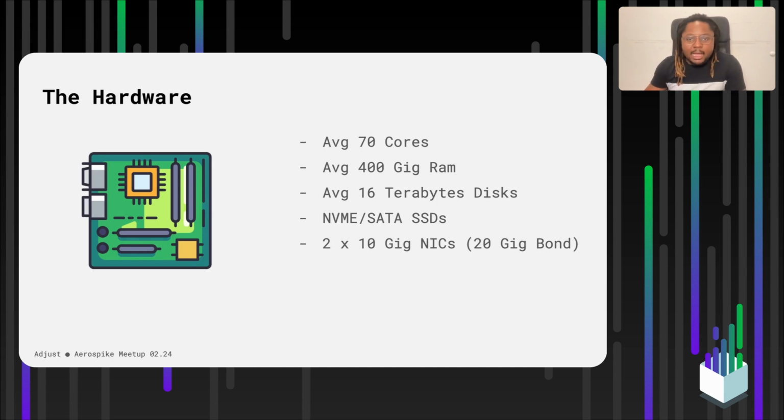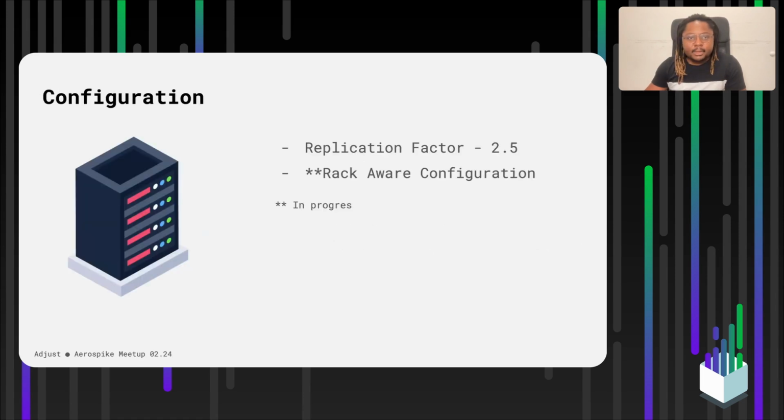Each one of those nodes has two 10 gig network interface cards set up in a bond configuration to be able to provide 20 gigabits uplink.